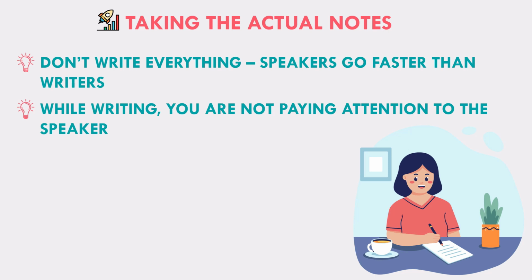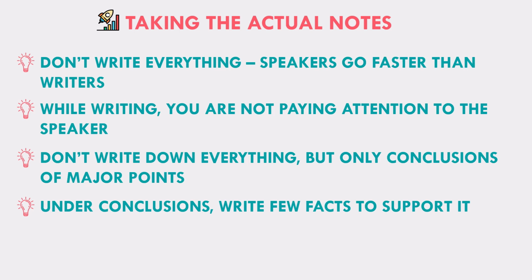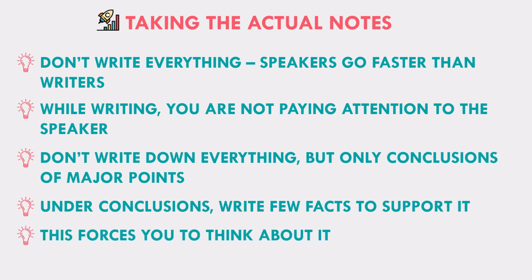So the strategy is don't write down every fact they say, but write down only conclusions and major takeaway points. And under the conclusions, write a few facts to support it. That way you think about the conclusions, not just writing things down like a drone or like a human recorder. You're supposed to understand the concepts. You're supposed to think about it, and having thought about it a little bit is going to allow you to write the conclusions and the important facts to support it. So that way you don't have to do a lot of writing.